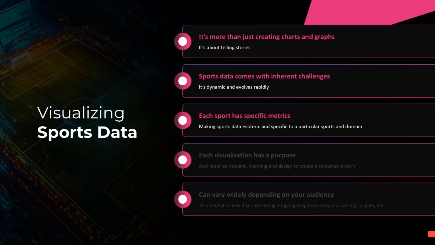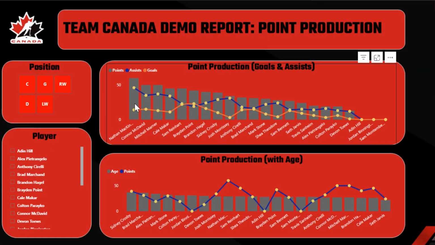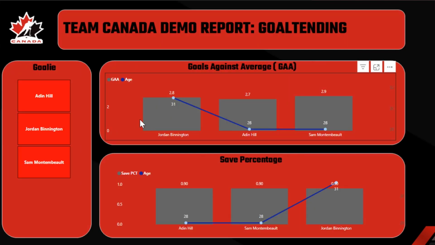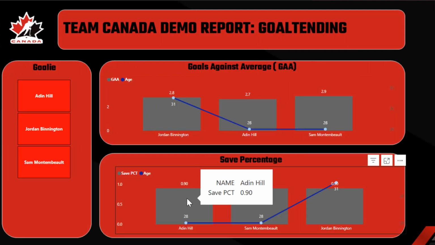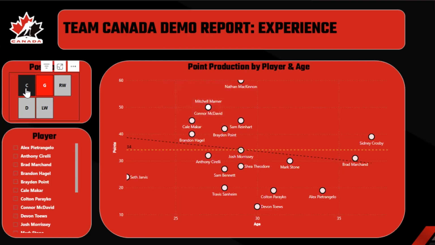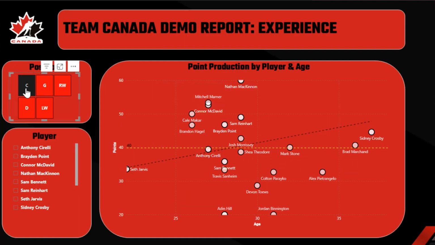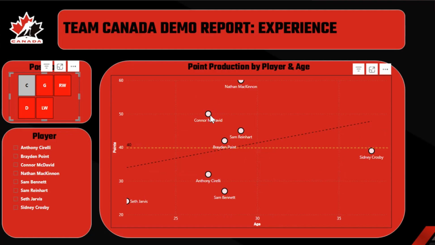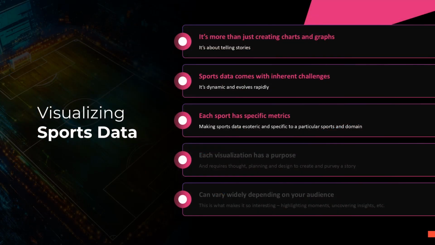Then, there are the specific metrics that are central to sports analysis, from goals and assists in hockey to win percentages and player efficiency ratings in basketball. Each metric brings its own set of visualization challenges. For example, how do you display a team's performance over a season in a way that's clear and meaningful? How do you compare players from different eras or highlight trends without overwhelming your audience?